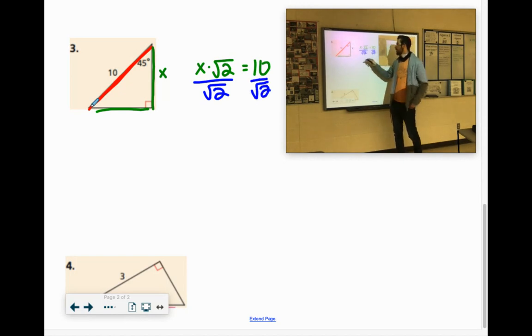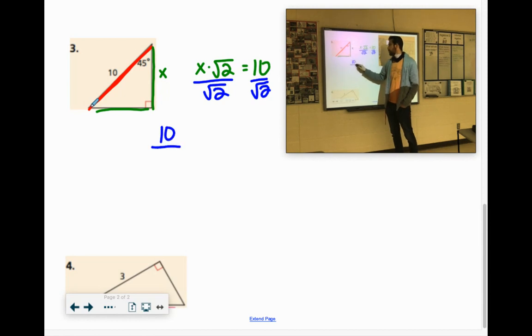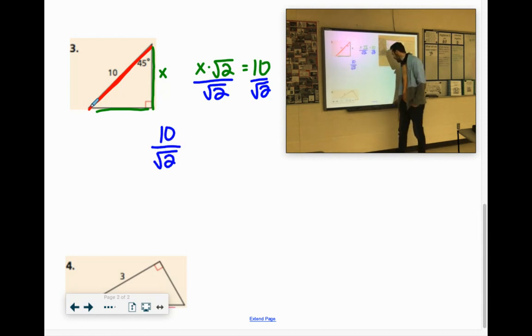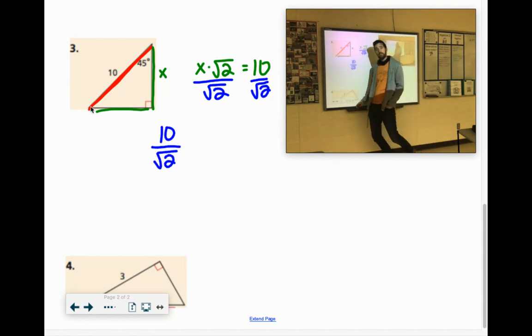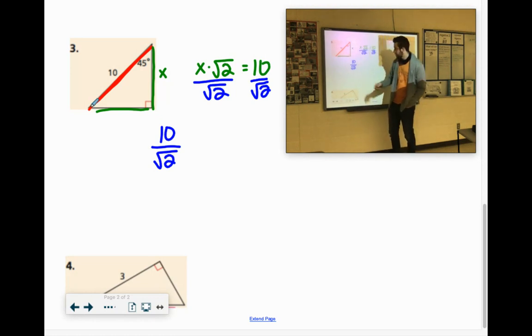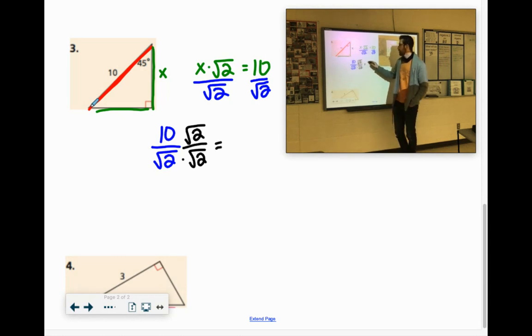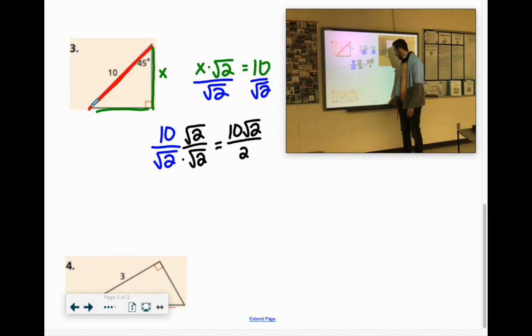Now here's the trickery. You can't just do 10 divided by the square root of 2, because remember, we can't have radicals in the denominator. But what you can always do is multiply it by itself. So if we did times the square root of 2 to the numerator and denominator, we'd have 10 root 2 up top. The square root of 2 times the square root of 2 is just 2, right? The square root of 4 is 2.